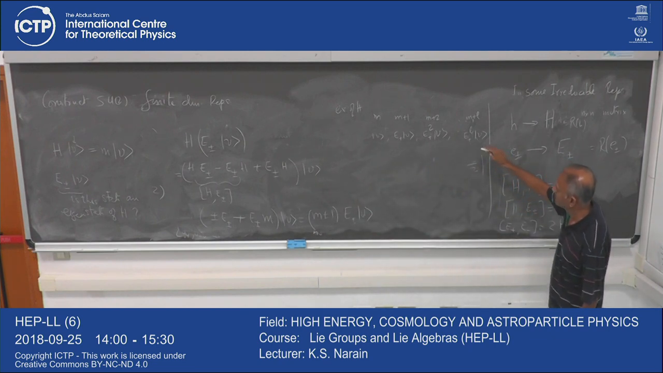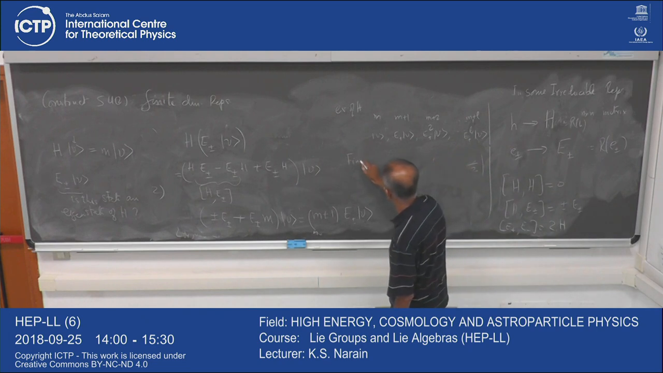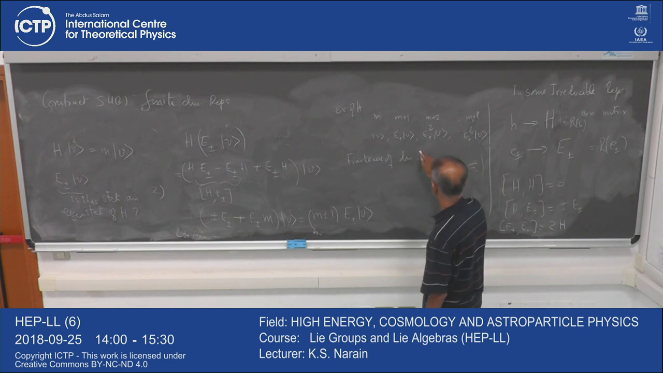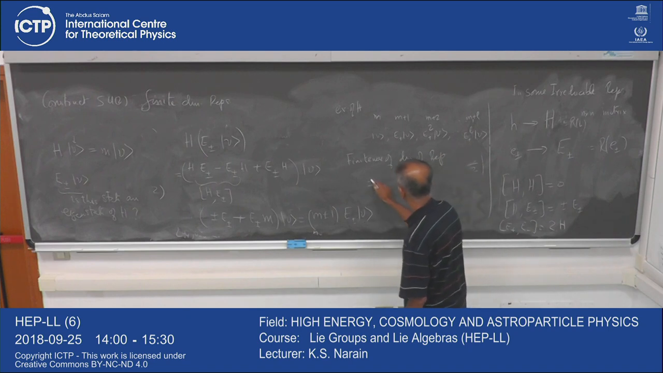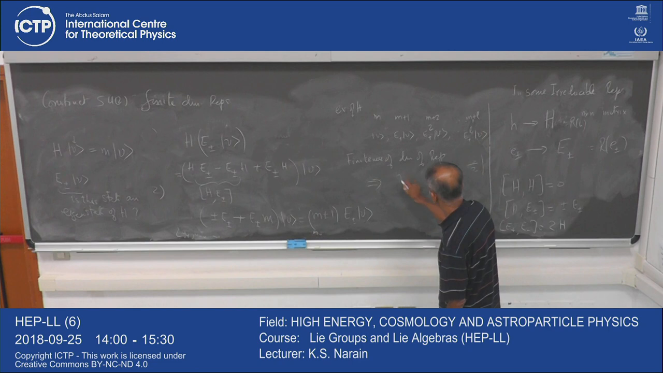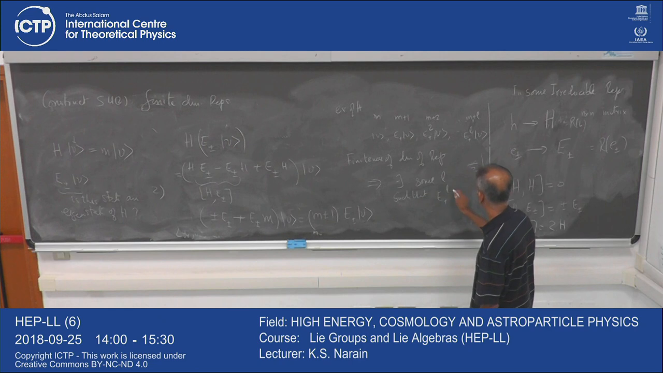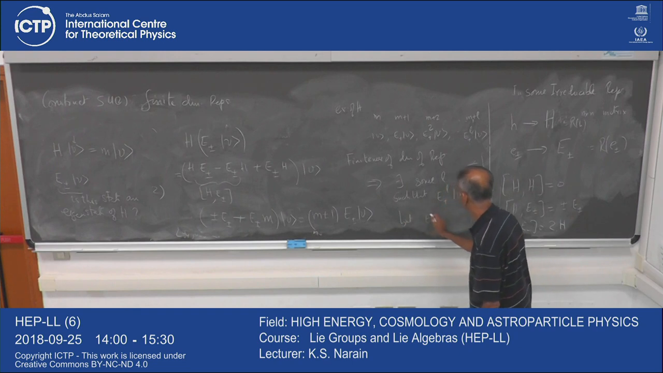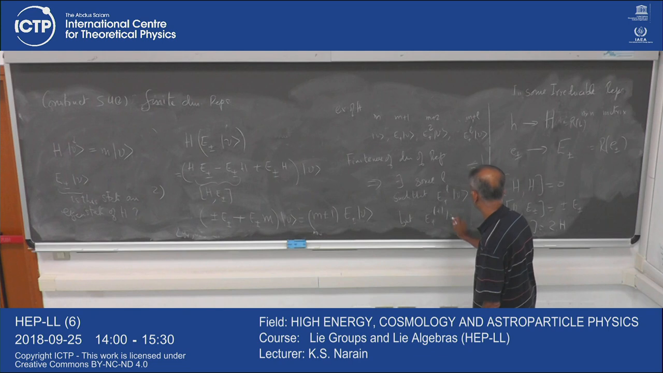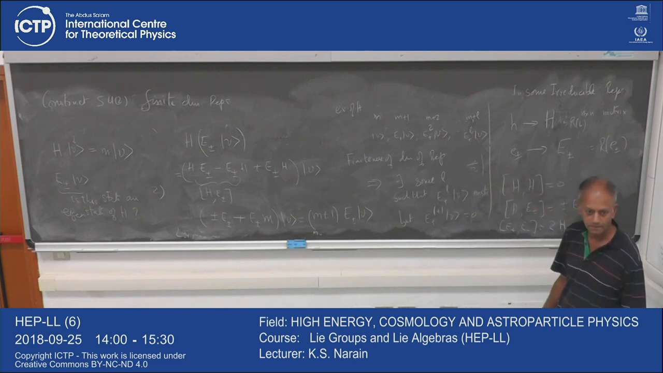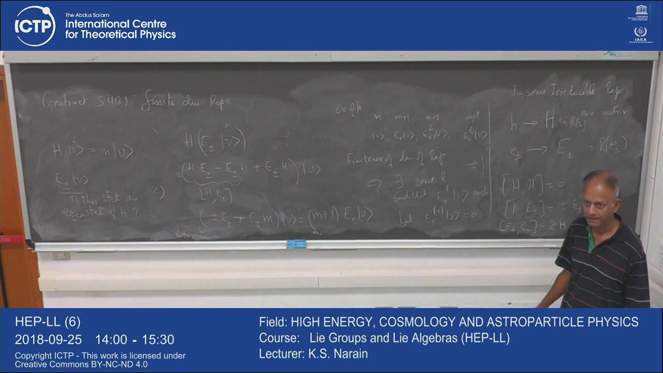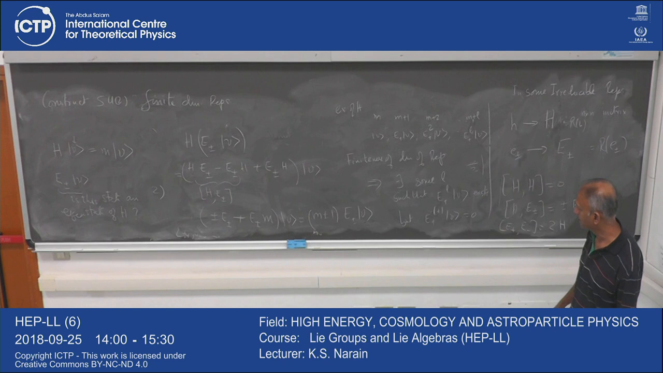So what we are saying is that the finiteness of the dimension of the representation implies that this must stop, and that there must exist some L such that E plus to the L V exists, meaning it is not zero, but E plus to the L plus 1 acting on the V is zero. So this is a necessary consequence of finiteness. I mean, finite dimensionality.